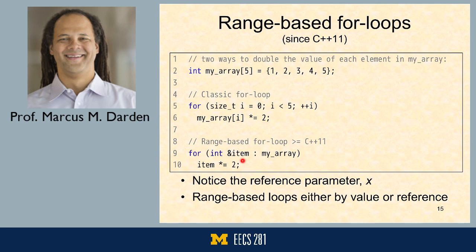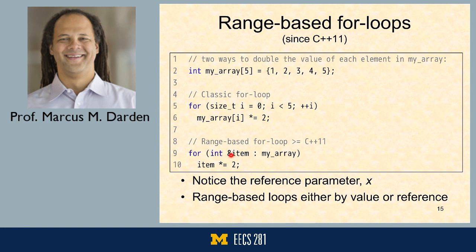Now this range-based for loop below does the exact same thing. It's going to go into my array, and for each item in my array, it's going to give me a sort of temporary variable called item that I can use inside the loop. In this case, I look at the type of item. Item is an int reference. So changes that I make to item will actually fundamentally change the values inside my array.